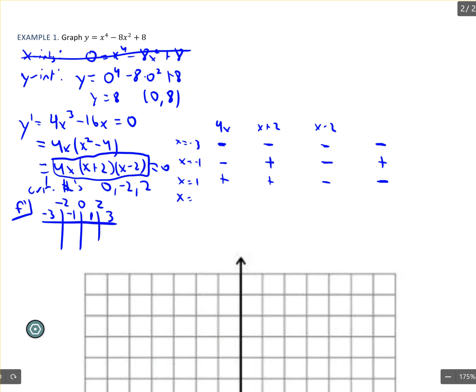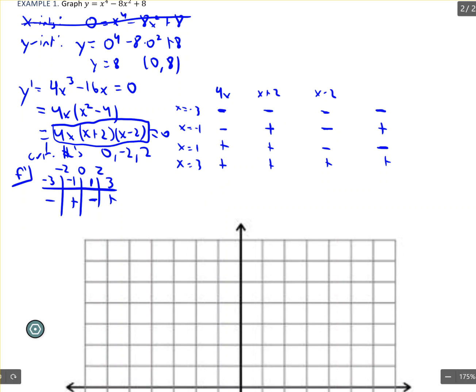And finally, x equals 3. 4 times 3 is 12, so positive. 3 plus 2 is 5, so positive. 3 minus 2 is 1, so positive. And a positive times a positive times a positive is a positive. So this is how I have my sign chart. And what this tells me, remember, first derivative test, decreasing to increasing tells me that negative 2 is going to be a local minimum. Also 2 is going to be a local minimum. Then increasing to decreasing is a local max.